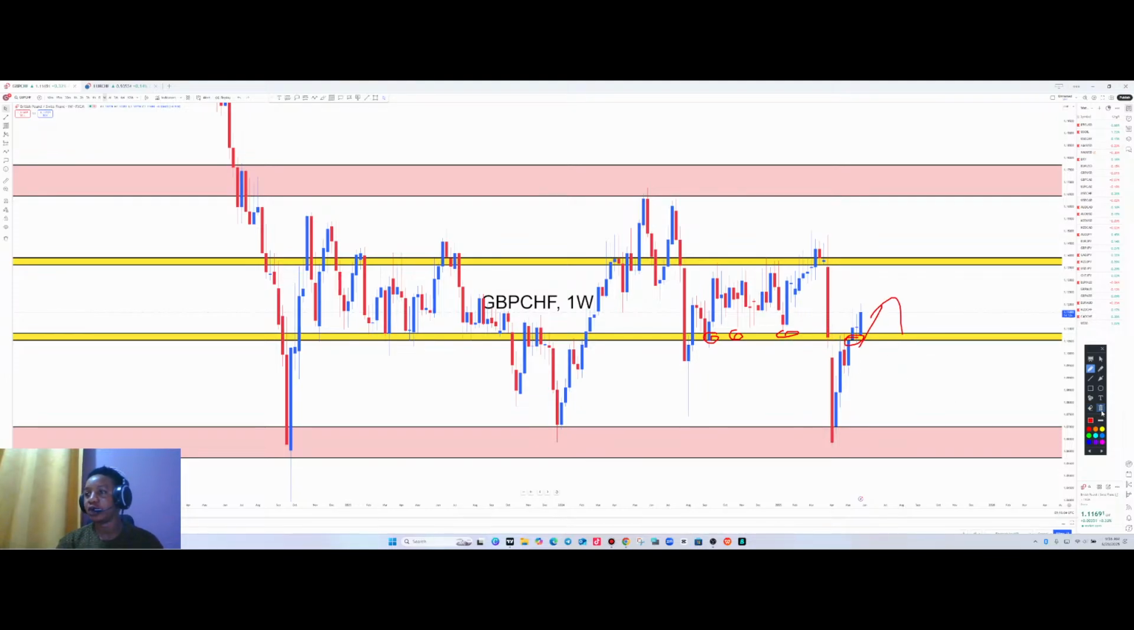So look at this. This was a lower low. This area was supposed to be a lower high to bring the market all the way down. But what happened? Price, going on the higher time frame, was able to break above this resistance level to the upside.